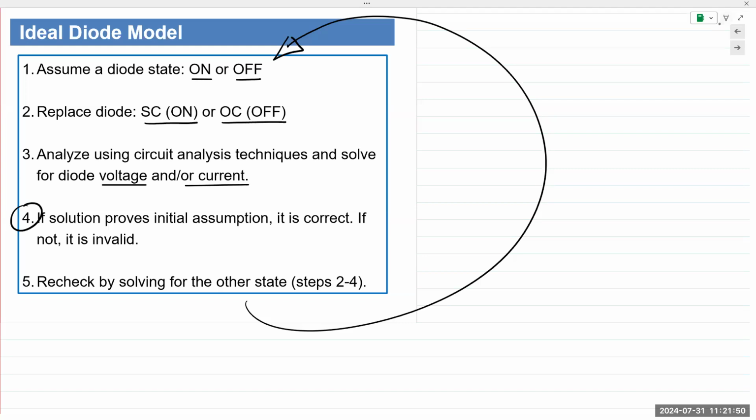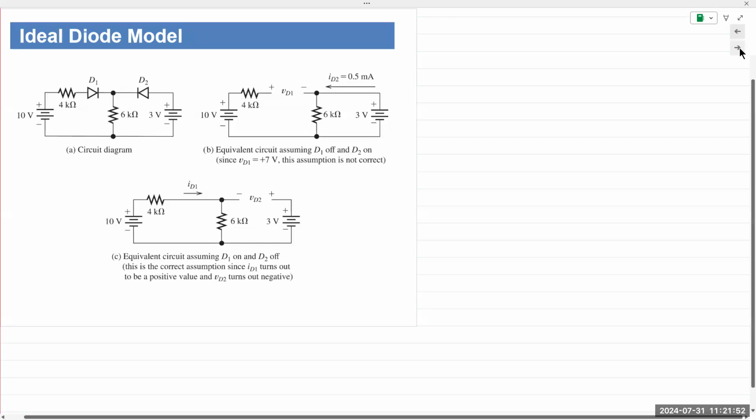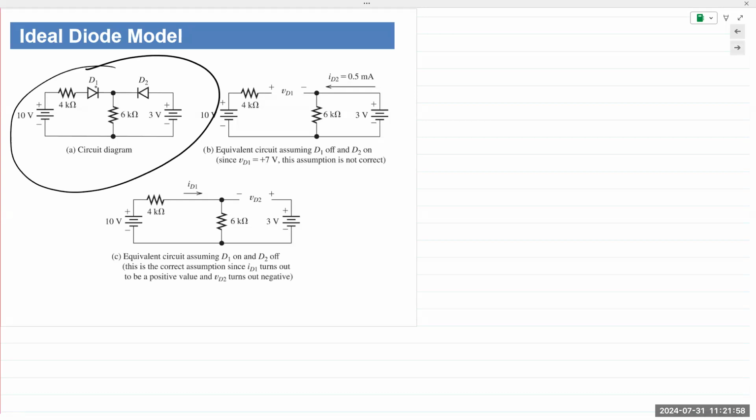Okay, let's look at this example. Circuit is given in figure number A. We have a voltage source on the left, 2 resistors, and a voltage source on the right. And we have 2 diodes in the middle. Now, are the diodes on or are the diodes off? We don't know. So we begin by making an assumption about the 2 diodes.